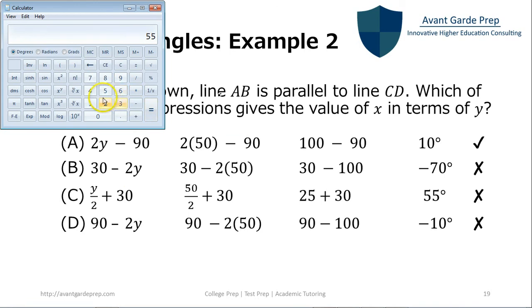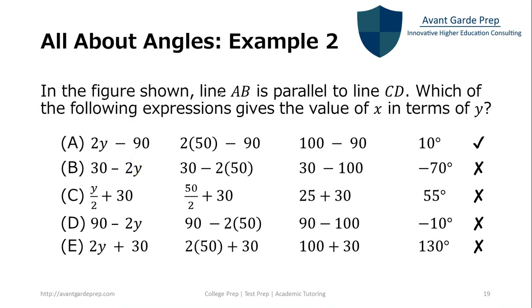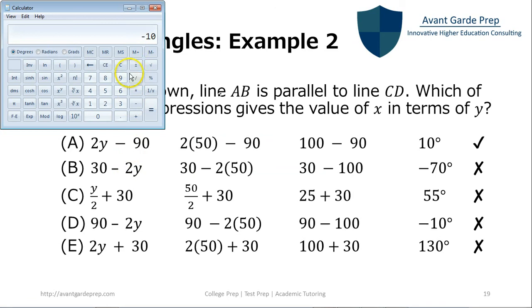So for this, we'll multiply 50 times 2, and that gives us 100. So now we'll subtract 100 from 90. 90 minus 100, that's going to give us negative 10. Also not the correct answer. So let's go on to answer choice E, and that's 2y plus 30. So here we'll multiply 50 times 2, and then add 30 to that. So that's going to give us 130. So answer choice A was the only one that came up with our x of 10, and so we'll go ahead and select answer choice A and move on.